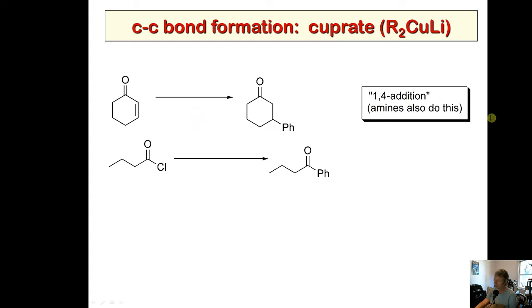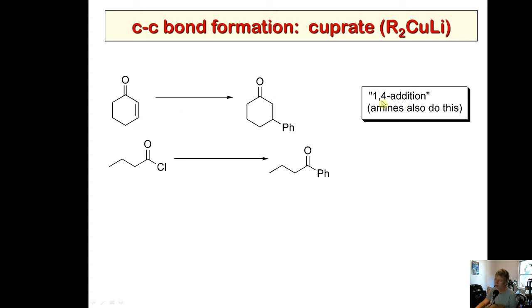We call this 1,4 addition. Why do we call it 1,4? You start from the oxygen: 1, 2, 3, 4. That's why we call it 1,4 addition. Amines do this also. Amines do 1,4 additions. So if you react this with something like ethylamine, 2 carbons and NH2, it would also attack 1,4 style.